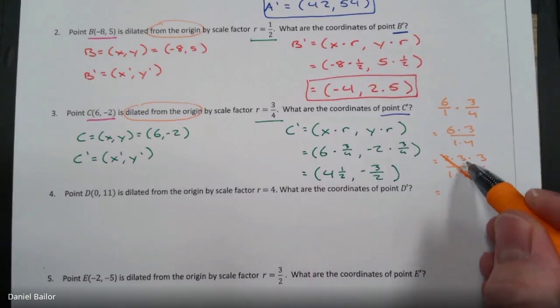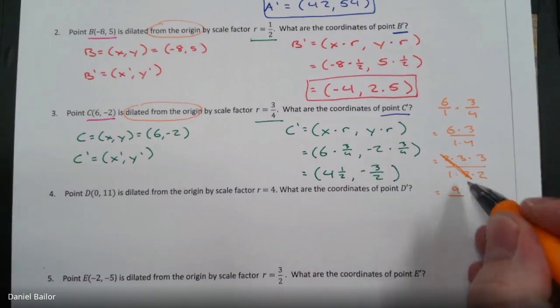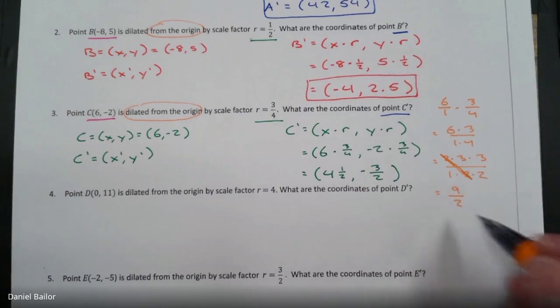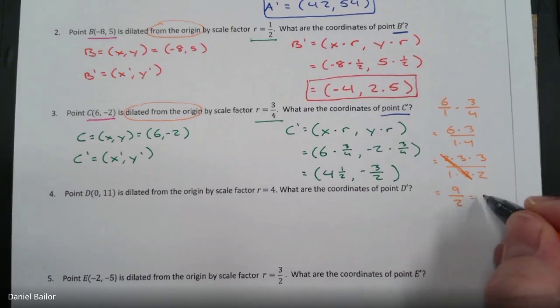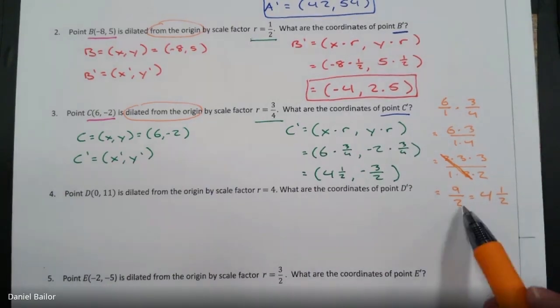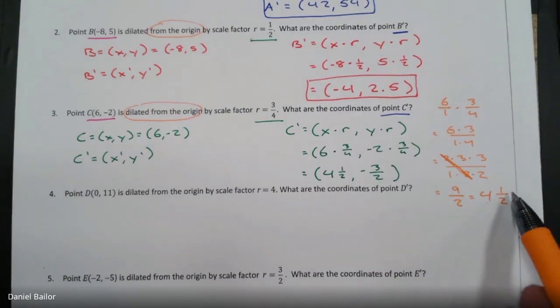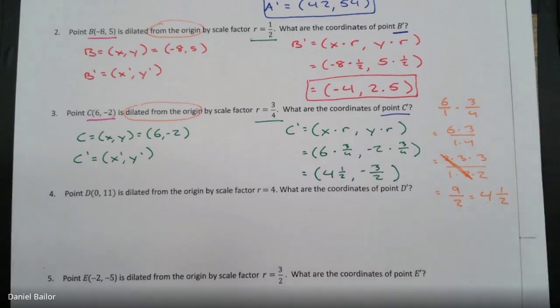Now what I'm left with is 3 times 3 and 1 times 2, which is 9/2, which can be turned into the mixed number 4.5, because 9 divided by 2 is 4, with 1 piece left over, 4.5. That's how we multiply fractions.